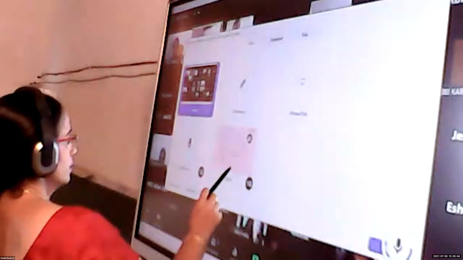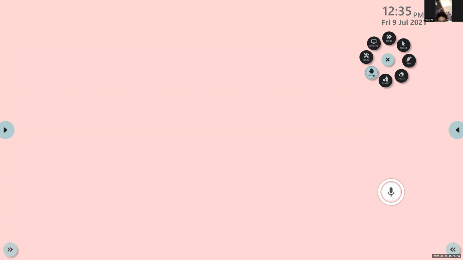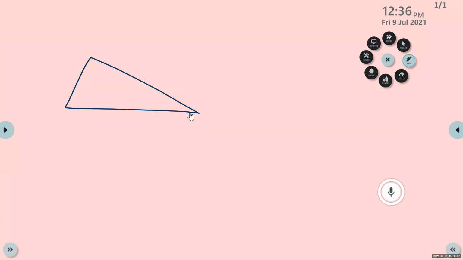Next question also we will do. Children, did you copy it? Yes, ma'am. Okay. So we have a triangle PQR. Draw the figure. Okay, ma'am. PQR. Draw the figure. PQR.